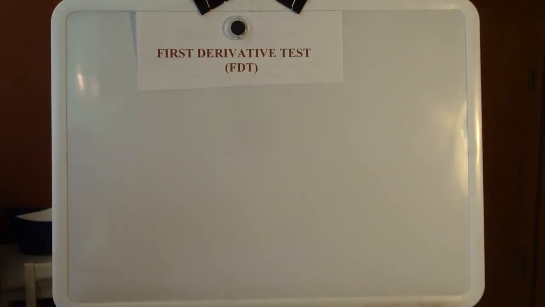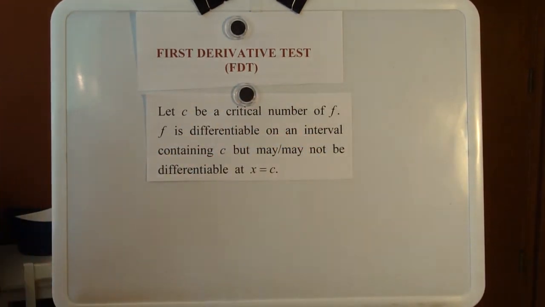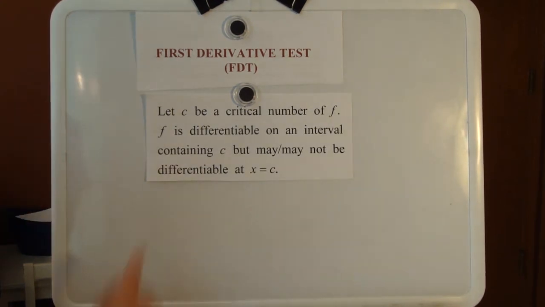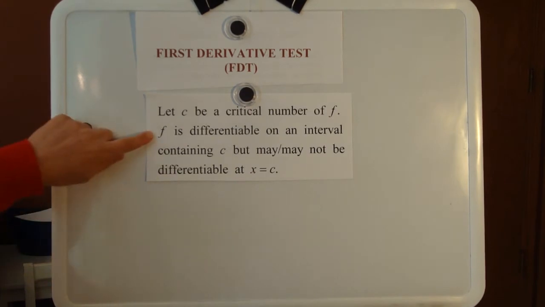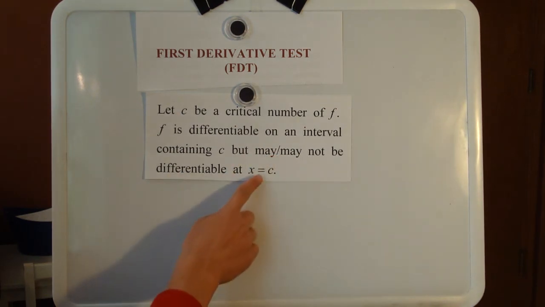So anything in mathematics, you're going to have some assumptions. So I'm going to flash these up here really fast, but then really take this one down. So the assumptions of the first derivative test, we have to have a critical number of the function, and also the function has to be smooth on an interval that contains the critical number, but it may or may not be smooth at that point, right?